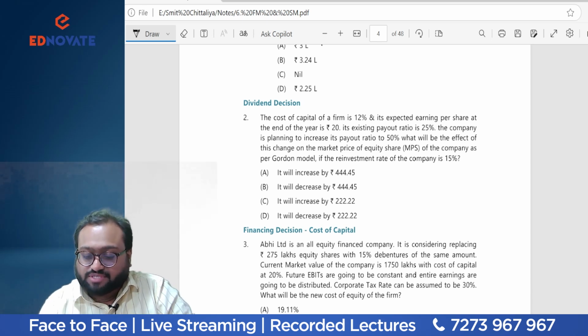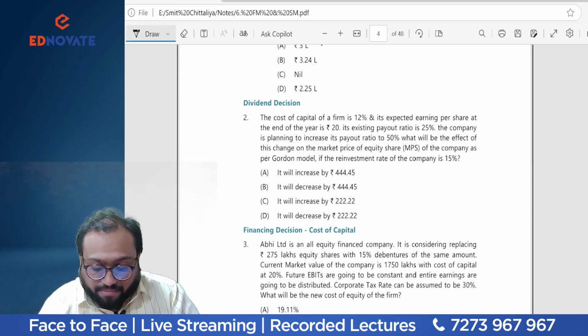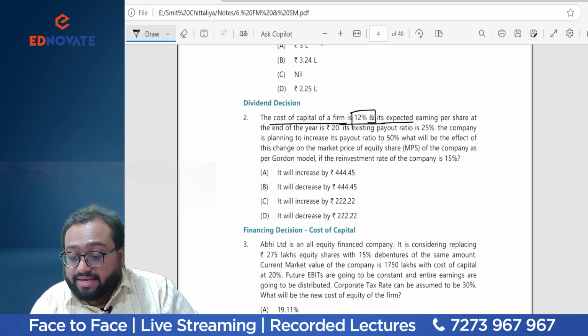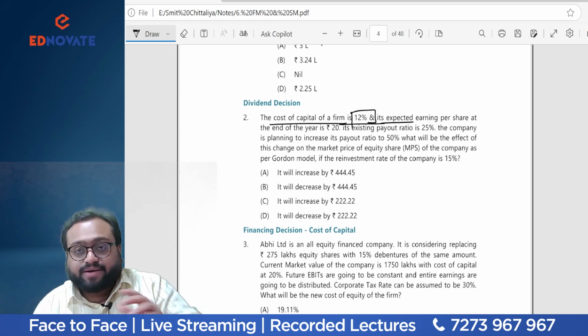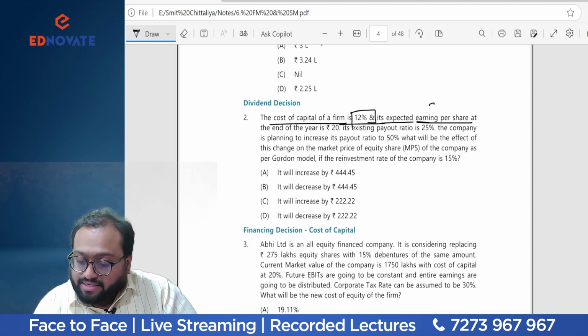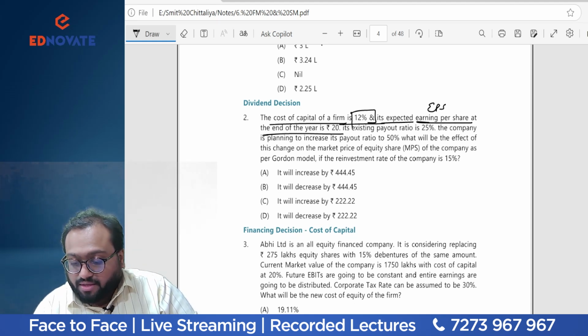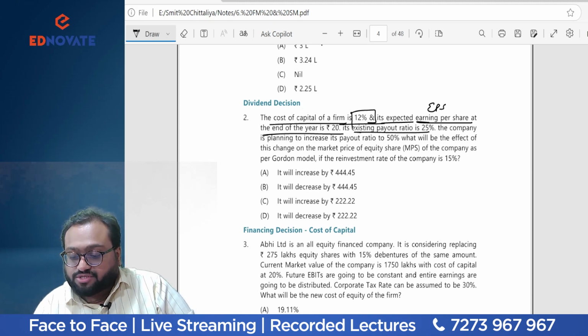Let's have a recap of the same. The cost of capital of the firm. The cost of capital of the firm is 12%. It's expected. Expected means to be. Earning per share, that is EPS, at the end of the year will be ₹20. Its existing payout ratio is 25%.